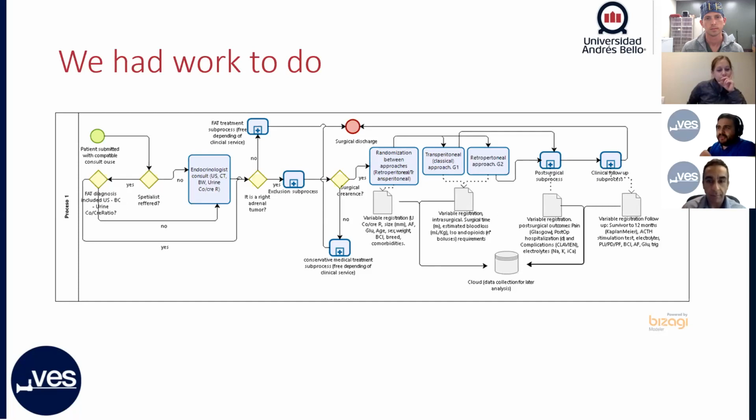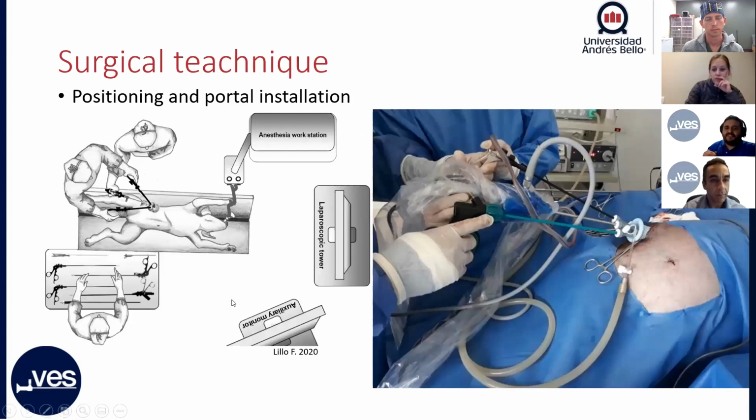After some pilot surgeries, we decided the best position for this was a slightly tilted lateral recumbency. We always use a 5 millimeter transperitoneal portal to guide the creation of the pneumoretroperitoneum.